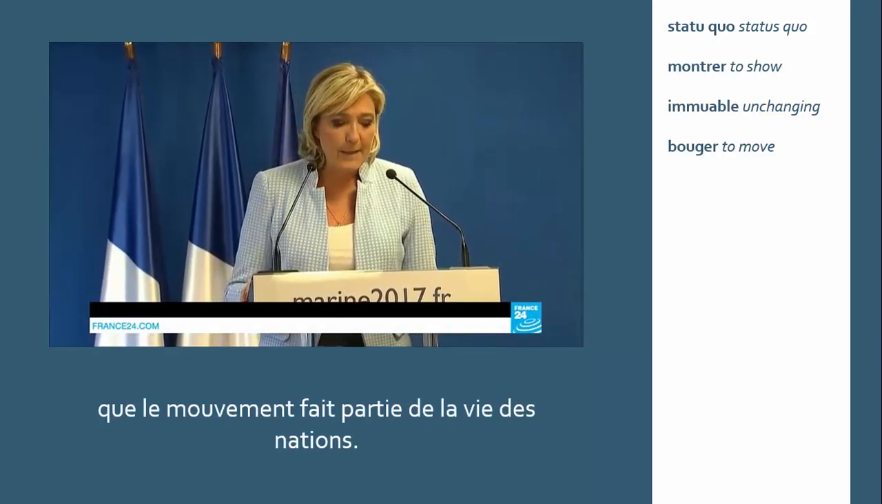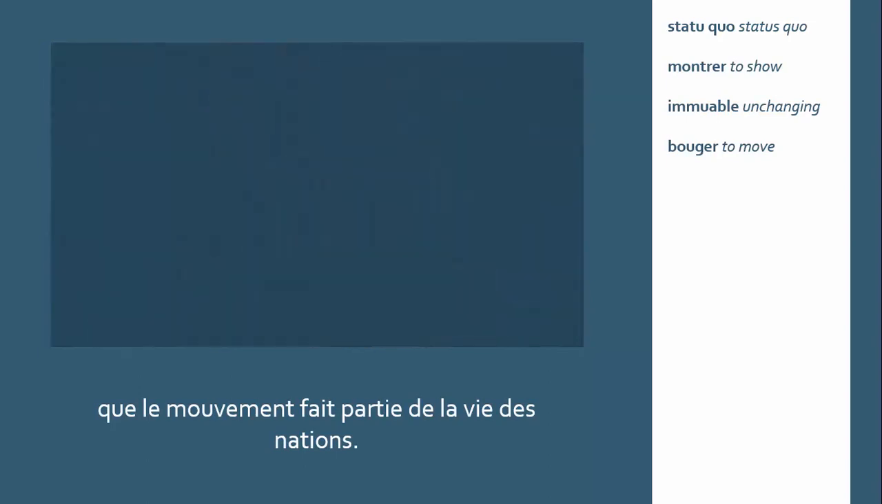Que le mouvement fait partie de la vie des nations. Final item in that list, que le mouvement fait partie de la vie des nations. I don't really know what she's trying to say here, that the movement is part of the life of nations. I mean, I have no idea what she's saying there. But faire partie de is a very useful expression, to be a part of. You don't really say être partie de, you say faire partie de. So that the movement belongs to, or is part of, the life of nations. I mean, I have no idea. But still, we understand the words and we've learnt a nice little expression with it.